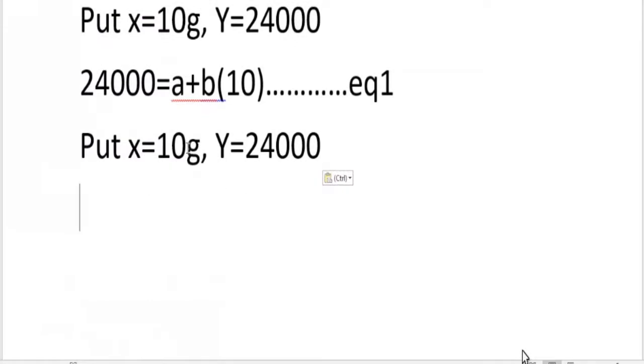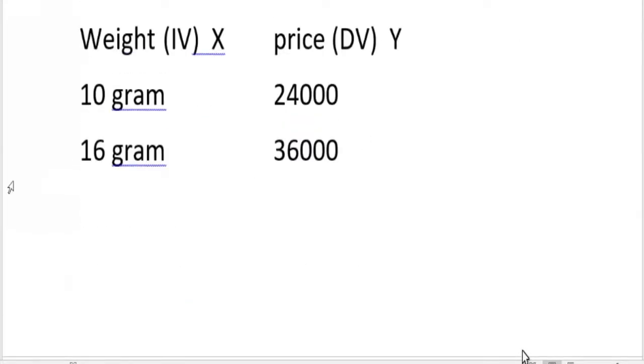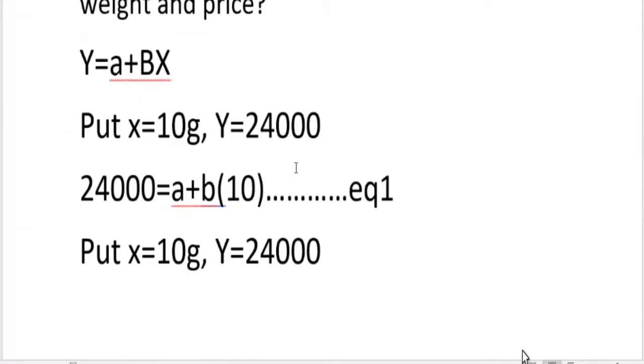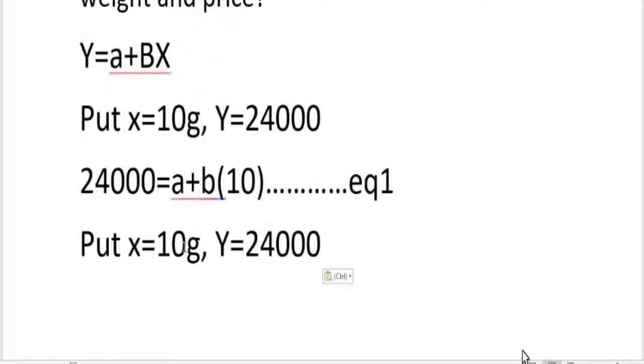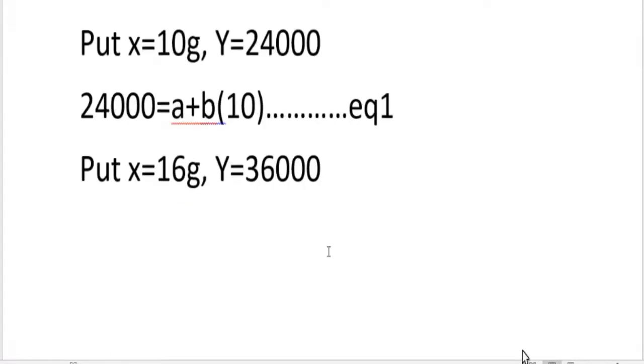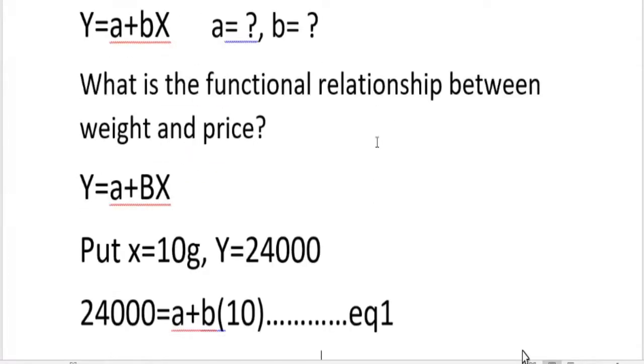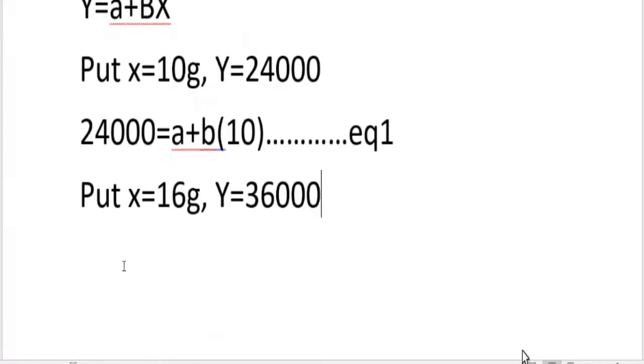And here, in place of 10, we have the second data: 16 gram and 36,000. So I will replace this 10 with 16 and this with 36,000. And then this is the second set of data. Again, we put it in y equal to a plus bx.